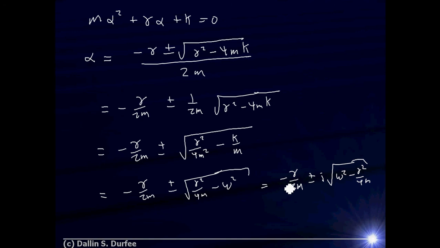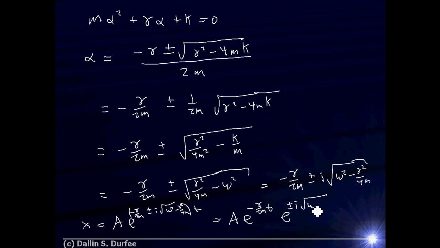So I look at this and I say, aha! If I plug this into my solution, x is equal to a e to the minus gamma over 2m plus or minus i square root of omega squared minus gamma squared over 4m squared, all this stuff, t. I can separate that out. x is equal to a e to the minus gamma over 2m t times e to the plus or minus i square root of omega squared minus gamma squared over 4m squared t.